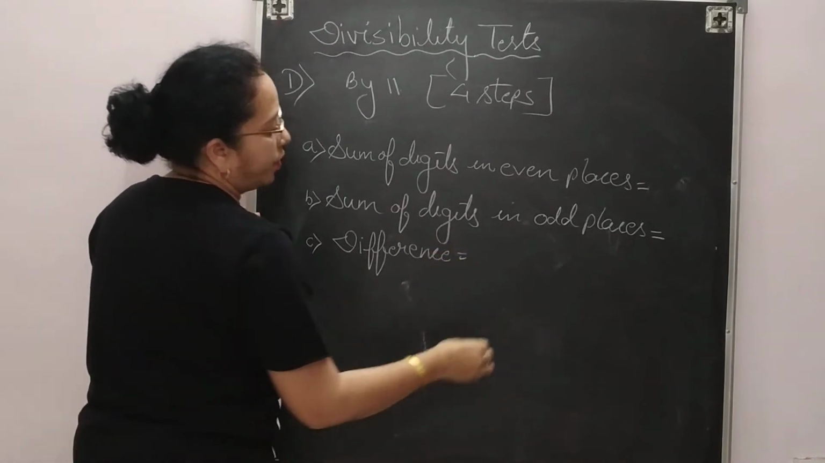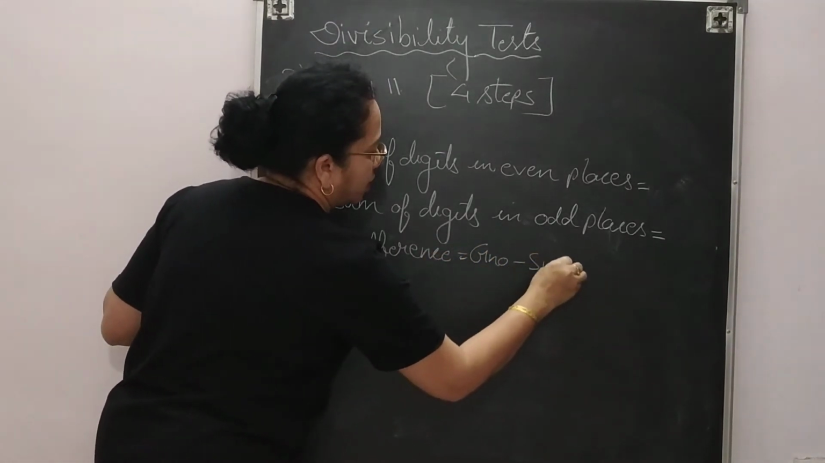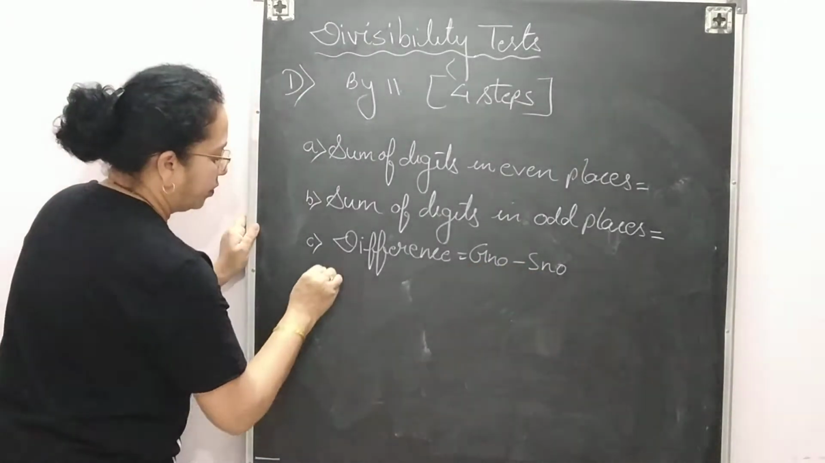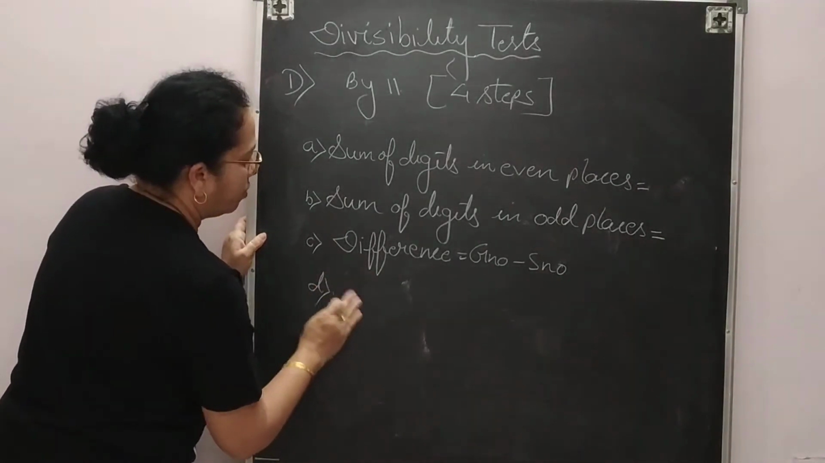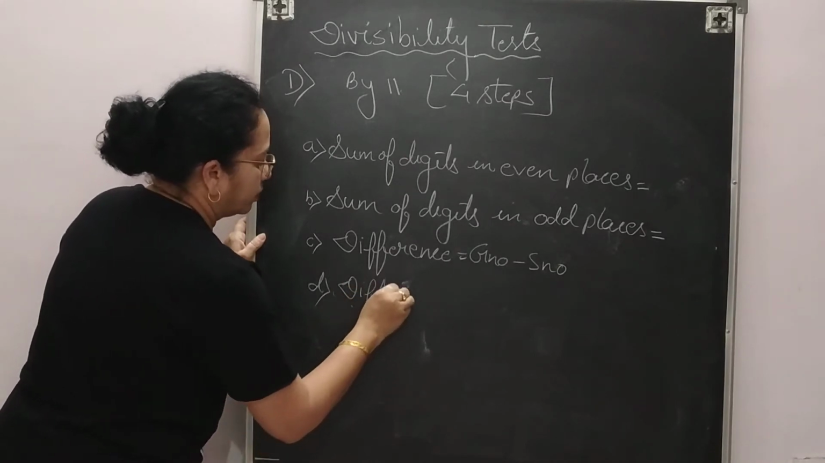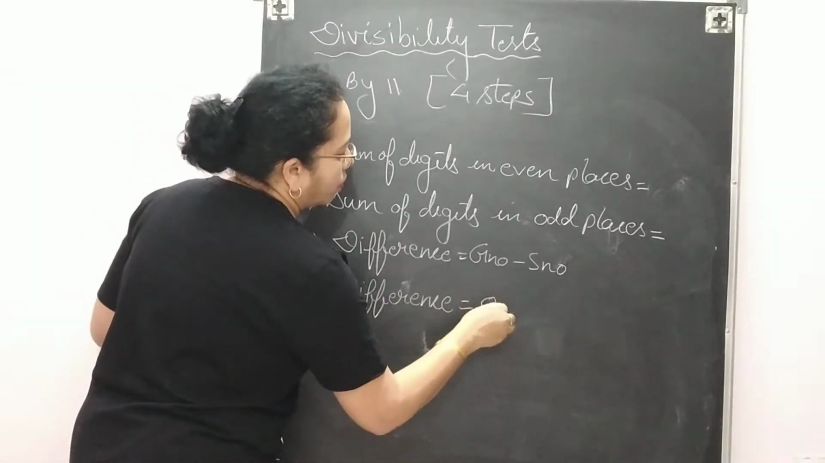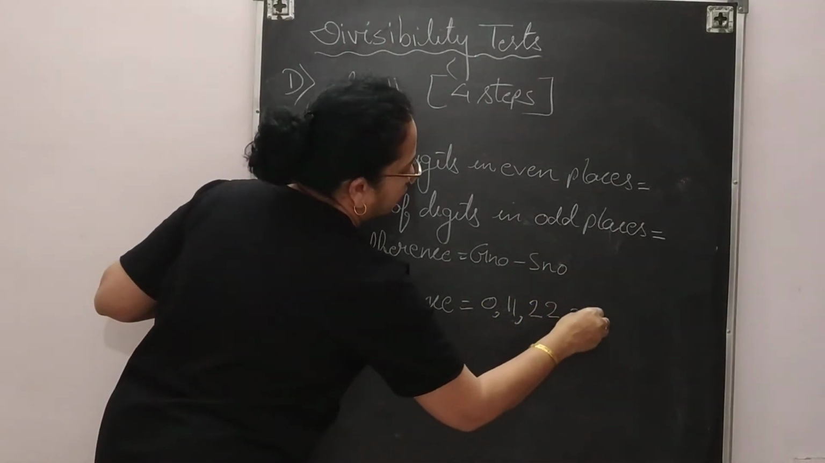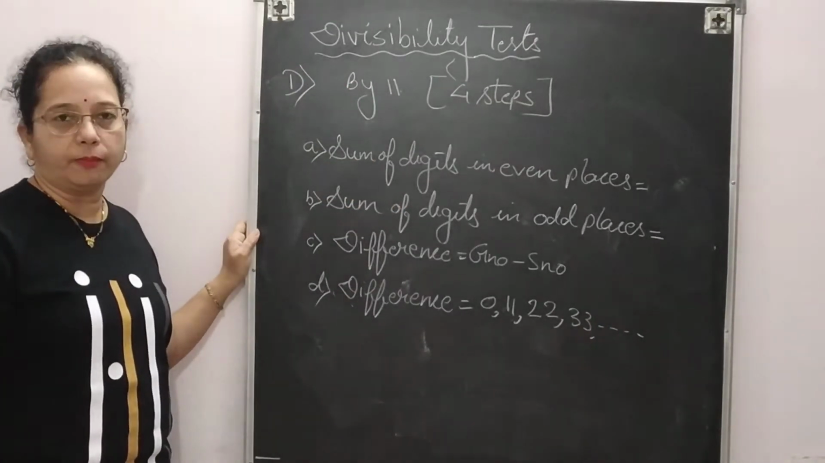How to find the difference? Always we subtract the smaller number from the greater number. This is greater number minus smaller number. And last one, the difference is equal to 0, 11, 22, 33 and so on. It means multiples of 11.